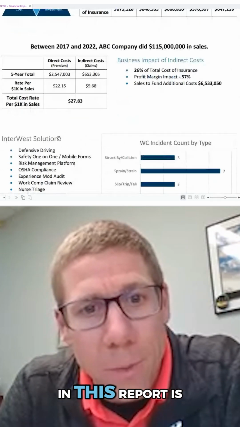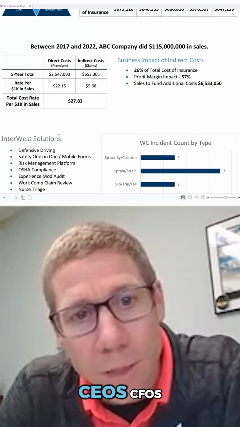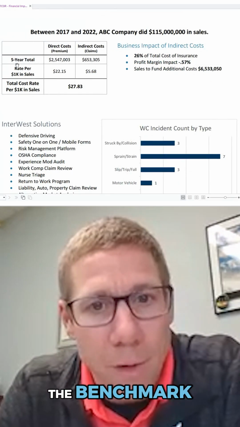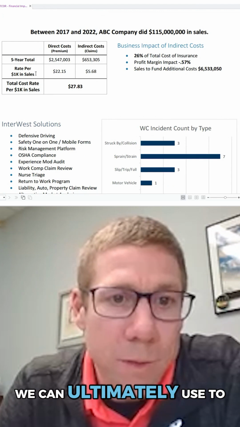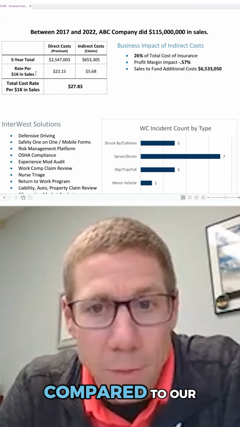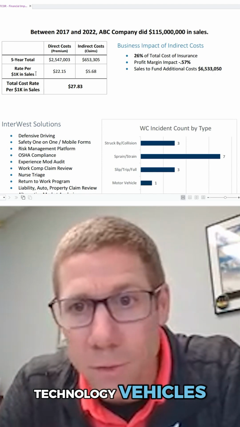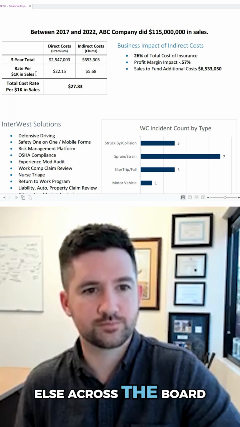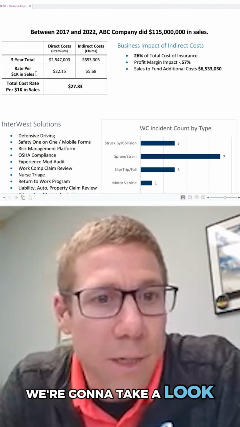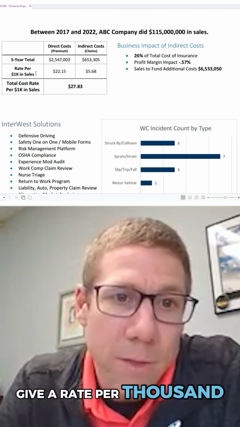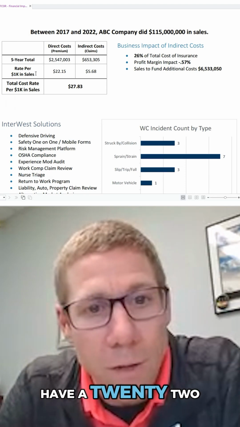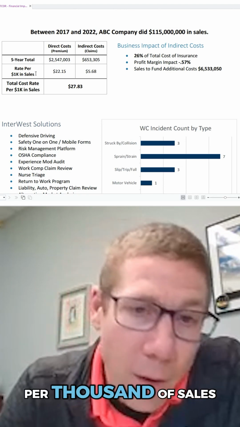What we try to do in this report is give our CEOs and CFOs a rate per thousand. Why do we do that? It's a benchmark. It is a number that we can ultimately use to compare how our insurance program is working compared to our investments in technology, vehicles, equipment, everything else across the board. It's an apples to apples comparison. So in this situation, we're able to take a look at that direct cost, give a rate per thousand, and an indirect cost, a rate per thousand. In this situation, we have $22.87 per thousand of sales.